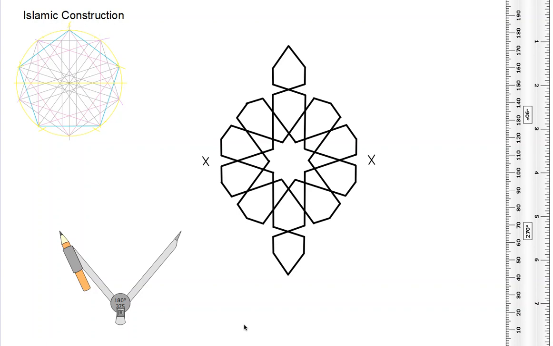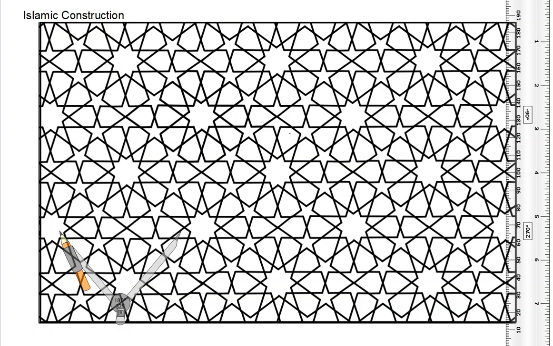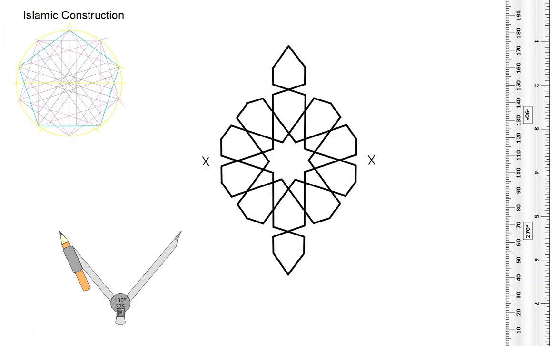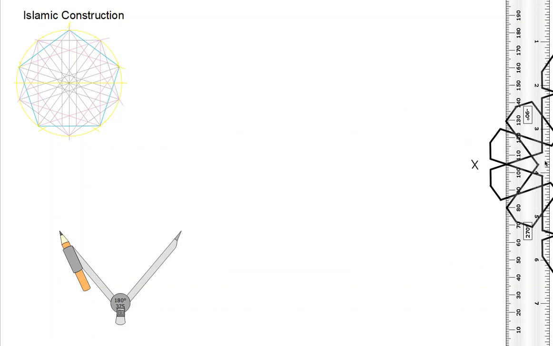All right, today we are going to construct a template that we can use to create this rosette, which then can be used as a tile to create a design like this. But first, let's just worry about making the template. To make the template, we are looking at a 10-point construction.